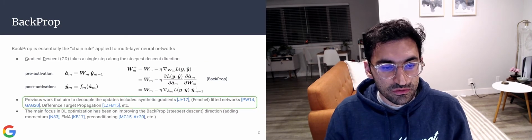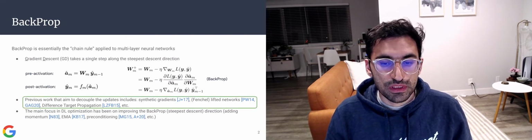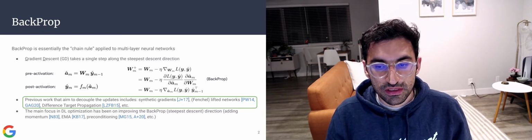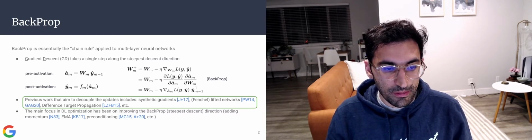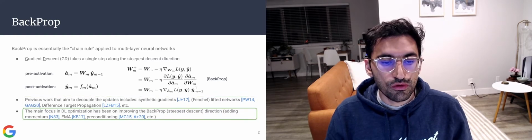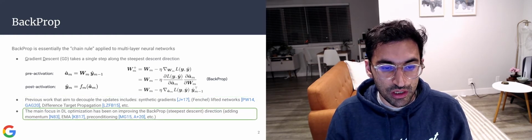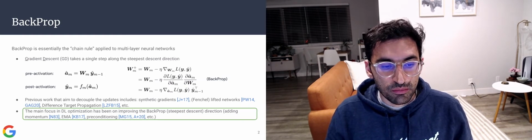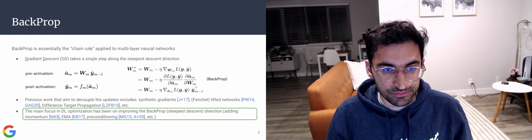There has been numerous work to extend BackProp. These mainly involve decoupling the update across layers using synthetic gradients or augmented variables. But in this talk, we will mainly focus on first-order and second-order optimization techniques, which try to improve the steepest descent direction by applying momentum, exponential moving averages, preconditioning, and so on.